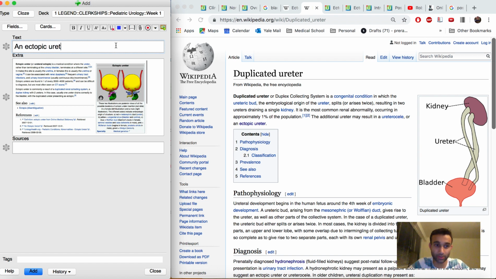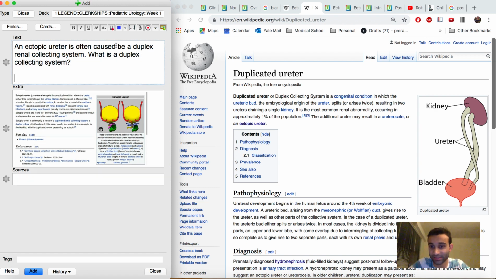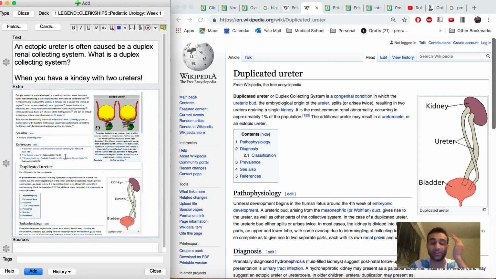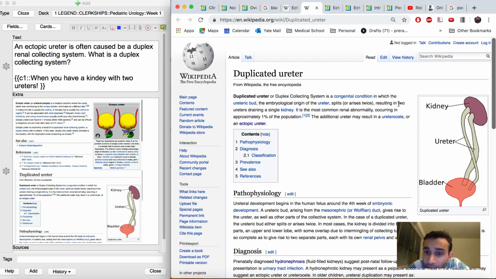An ectopic ureter is often caused by a duplex renal collecting system. What is a duplex collecting system? And basically a duplex collecting system is when you have a kidney with two ureters. And again, I'm going to include not only this first picture, but also this picture right here, because that gives me the source I need. And so there we go. Okay, so that's a duplicated ureter. And it's caused by an embryonic, a congenital condition in which the origin of the ureter splits twice, giving you two ureters. Okay, good.